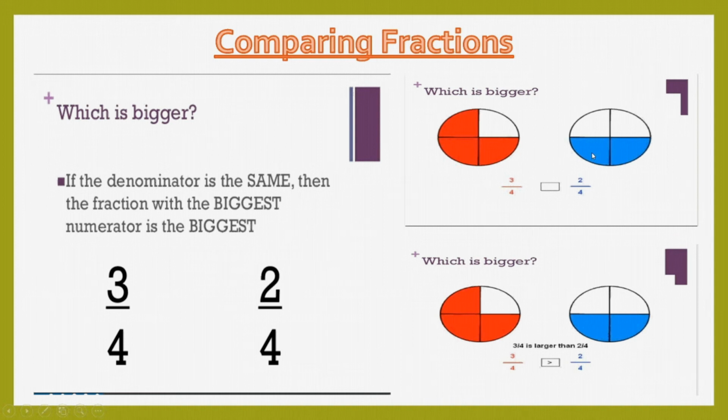Here we can see with the help of figures also. 3 by 4 and 2 by 4. Obviously 3 parts are greater than 2 parts. So 3 by 4 is larger than 2 by 4.